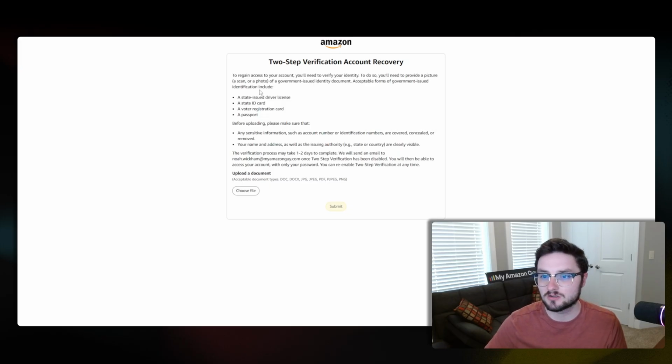So first and foremost, what are you going to need? You are going to need a driver's license, state ID, voter registration card, or a passport. I personally always choose a passport. It's the most secure of them. I actually just keep my passport on my desk at all times, so that is what I would heavily advise in this scenario as well.